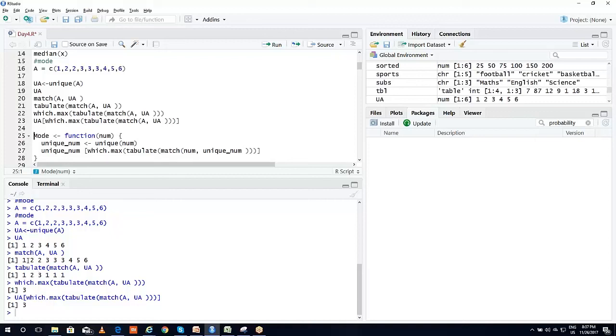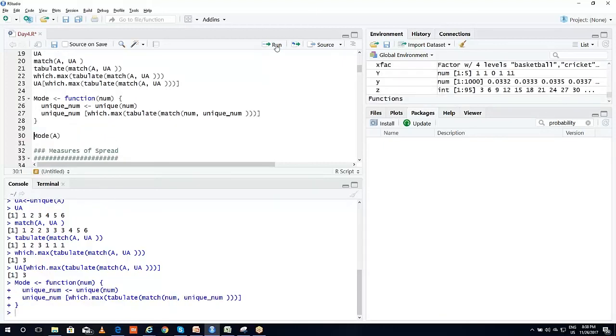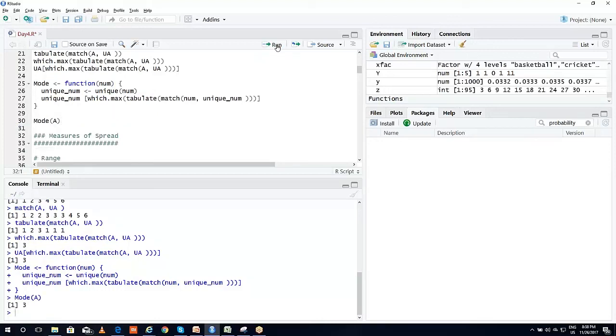Tabulate means one occurs how many times, two occurs how many times, three occurs how many times, four occurs one time, five occurs one time, six occurs one time. That's what tabulate does. Which is the maximum out of this, and when I subset the UA with this, it gives me the mode. So it is a simple derivation that we have done. Once you have created a function, you pass the vector. A is the vector. I pass it to the function mode, and it finds the mode for me.